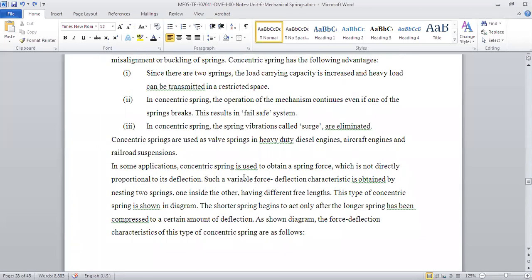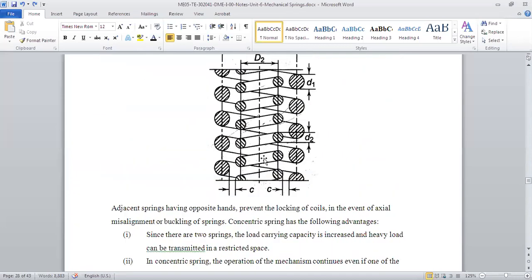Sometimes we need a spring whose stiffness is not uniform. If we see this spring, the stiffness is uniform because the lengths are exactly equal. So if the load is applied on the spring, the load will be taken uniformly. But sometimes we want initially to take some load, and then we want the stiffness to increase as the load goes up. That time we will use a different length of the spring.